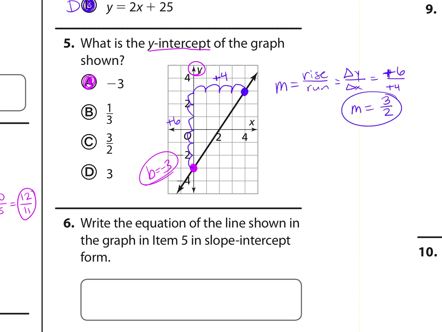So for number 6, write the equation in slope-intercept form. Y equal 3/2 x minus 3.